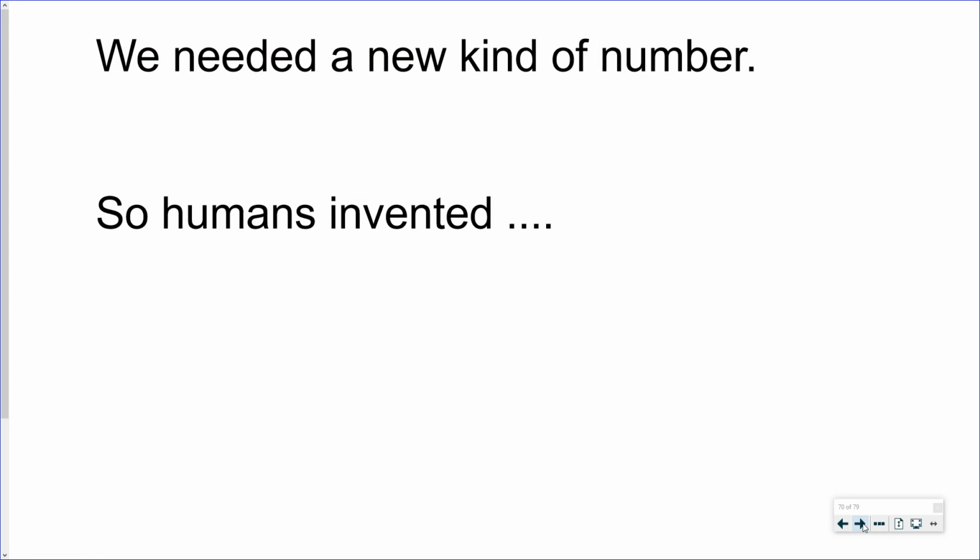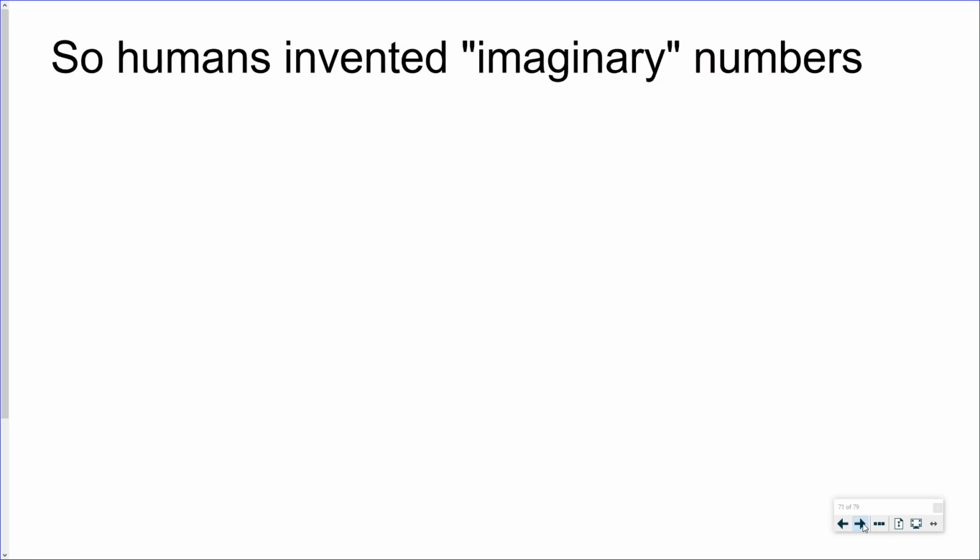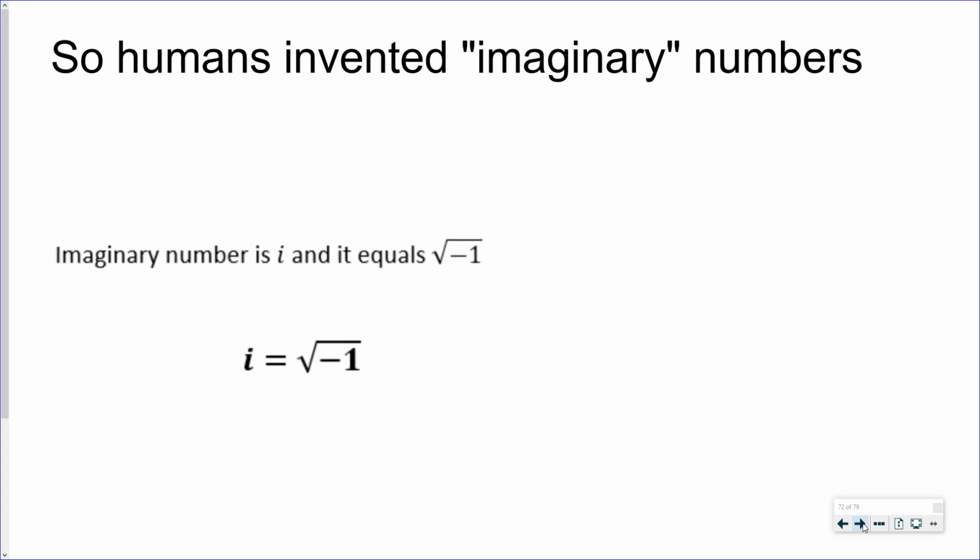But humans needed a new kind of number. So what did they do? They came up with imaginary numbers. The imaginary number is i. Okay, it's almost like a variable, but it stands in for the square root of -1. So you need to have this memorized. i equals the square root of -1.